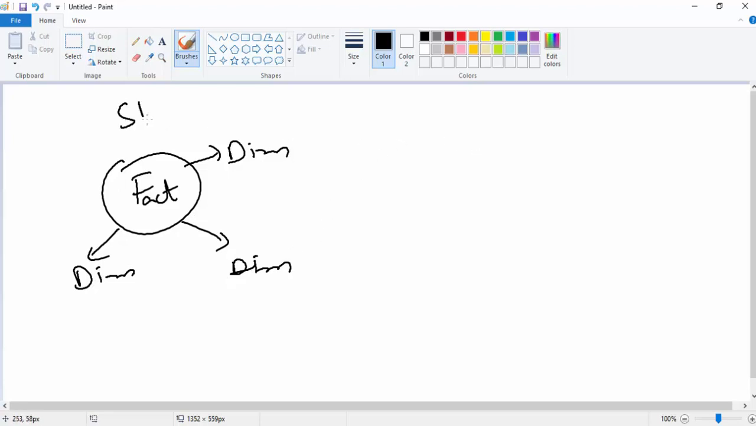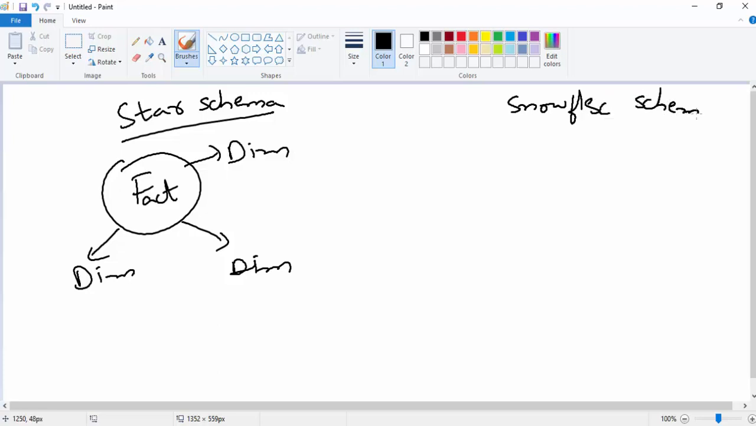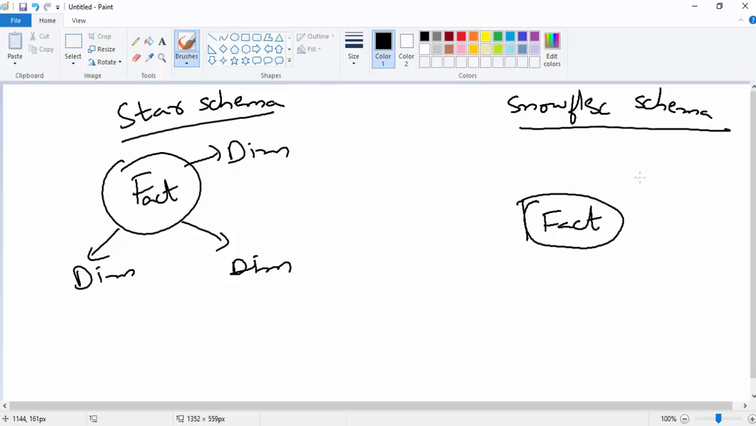This is the star schema. Next, snowflake schema. It is the same as the star schema. You will have the fact table, then you will have the dimension table, and this dimension table will again have one more level. This is nothing but the snowflake schema.